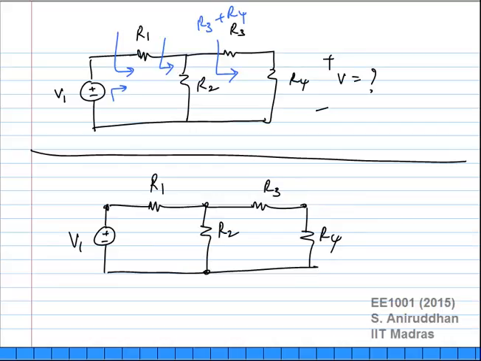We have seen this before. How many elements does this have? Five elements. Okay, how many nodes does it have? 1, 2, 3 and 4. Correct? Okay. How many loops does it have? Okay. Now based on these, can you figure out how to write KCL, KVL and so on?